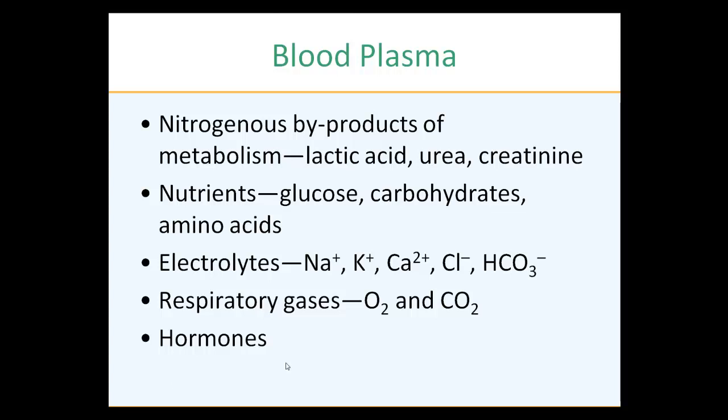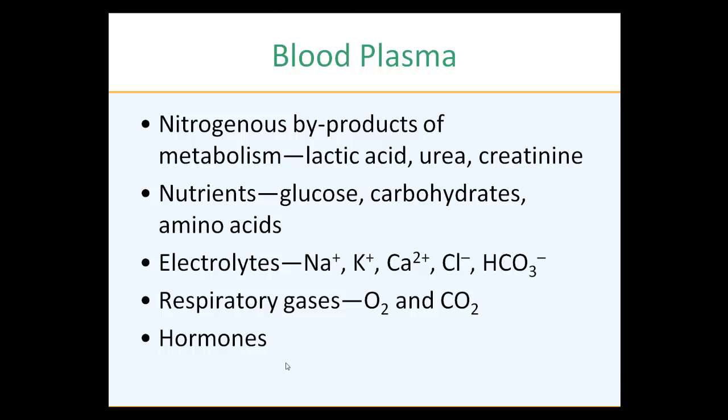Now, it also carries nutrients, and will have glucose, and that's the main carbohydrate you have in the blood. We'll have amino acids, and the lipids will be carried with special molecules, and we will talk about that when we get to the metabolism chapter. Now, the plasma has lots of electrolytes: sodium, potassium, calcium, chloride, and bicarbonate ion.